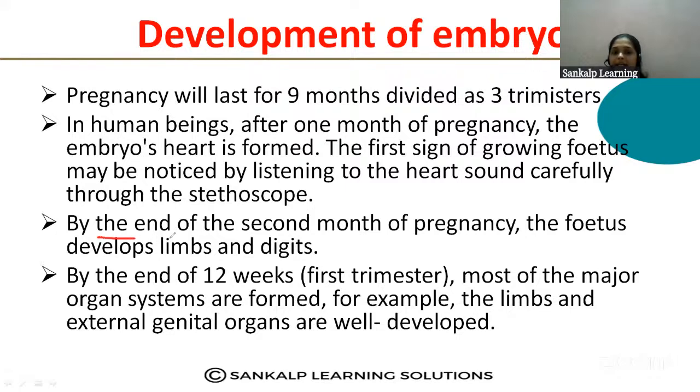Next, by the end of the second month of pregnancy, the fetus develops the limbs and digits. So when it completes the 2 months, it forms the limbs and digits. Limbs and digits formation happens after the second month of pregnancy. This is also the second important point.